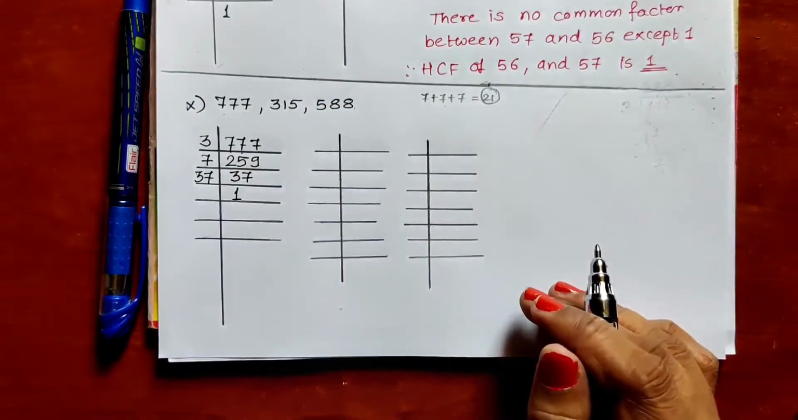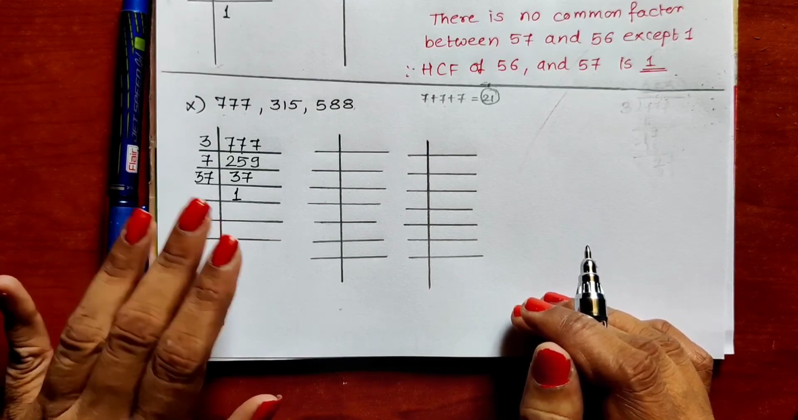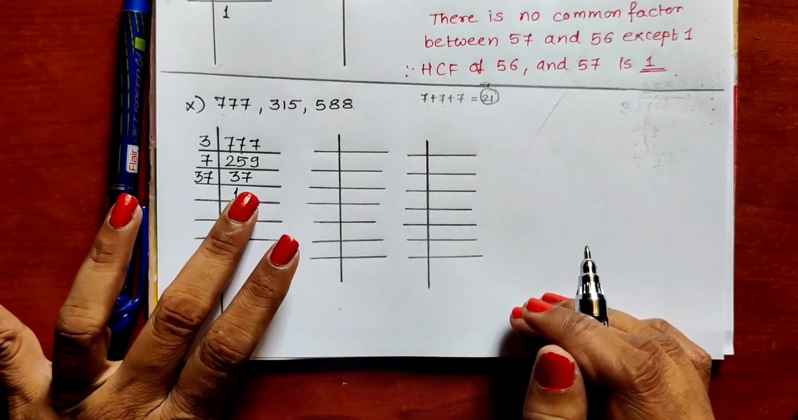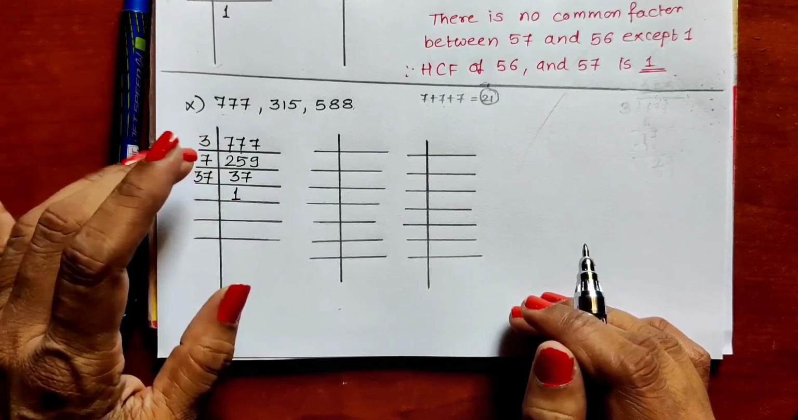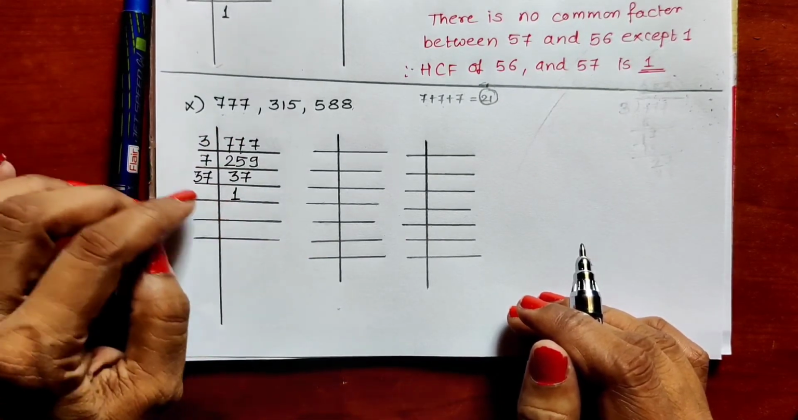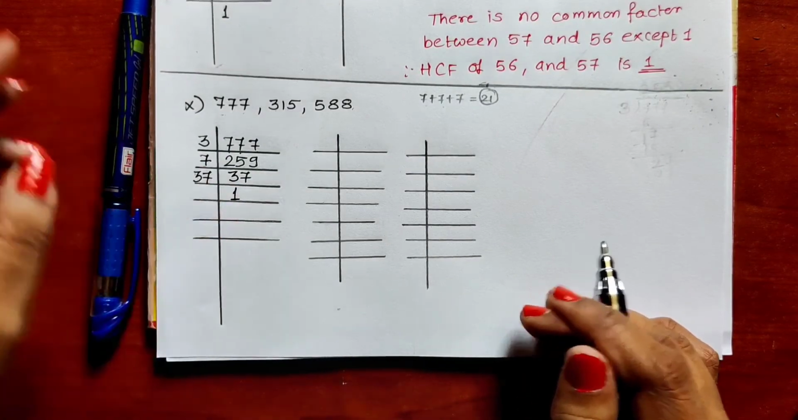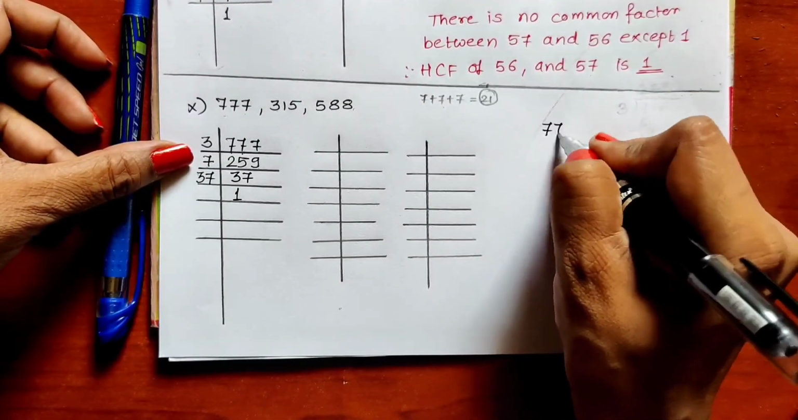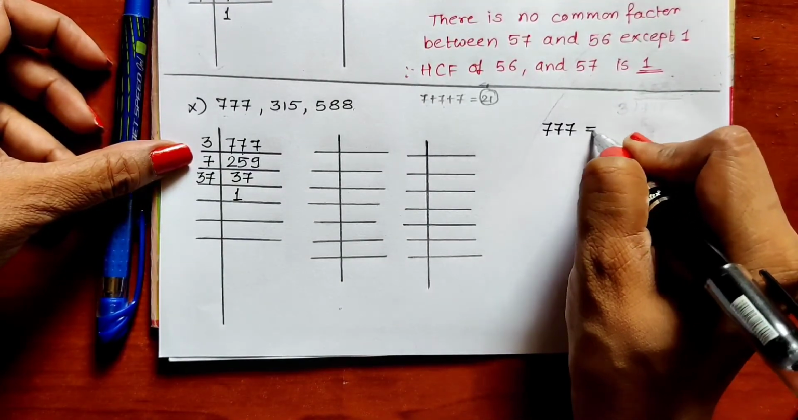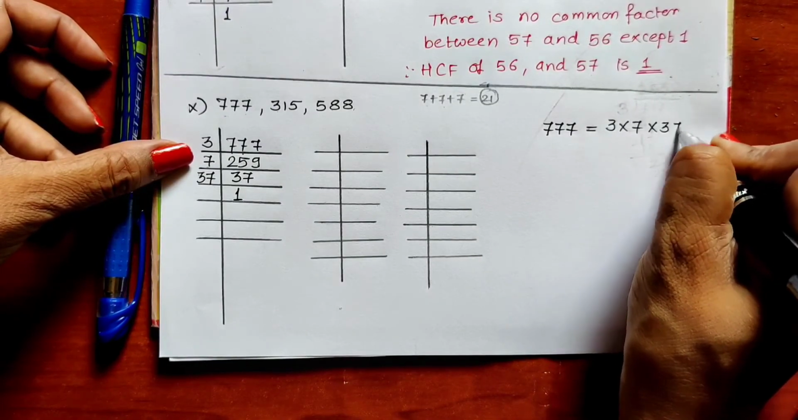Just now in the previous sum I told you, you should know the prime numbers till 100 at least. So if you get to know that 37 is a prime number, you will stop doing the factorization method here, and you will write it as 37 ones are 37. So there will not be any confusion. We will get 777 is equal to 3 into 7 into 37.